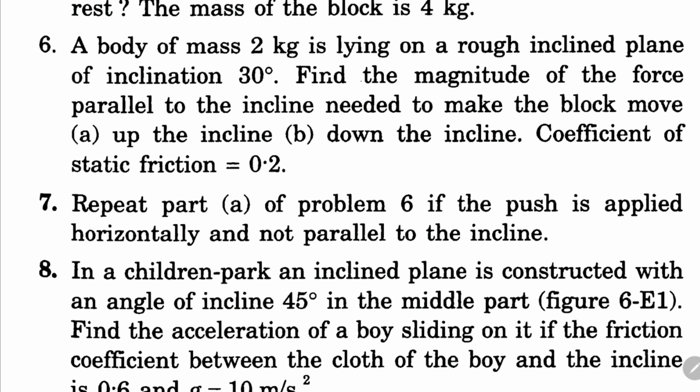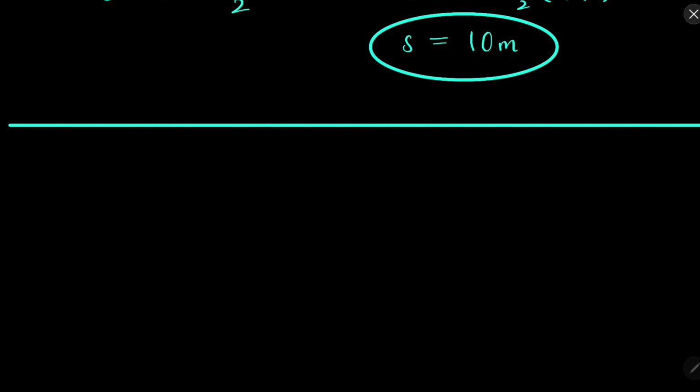In the sixth question, we have a body of mass 2 kg lying on a rough inclined plane of inclination 30 degree. We need to find a few things. If the force is applied up the incline and down the incline, we need to find the magnitude of force. So for the sixth question, we need to draw two diagrams, one for motion which is upward and one for motion which is downward.